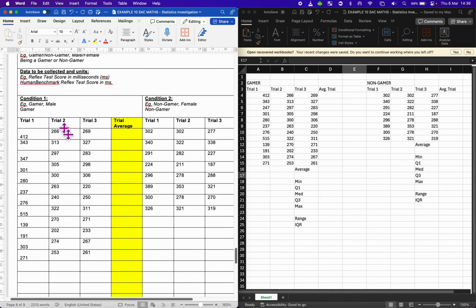You want as many as possible, but you don't have time in year 10. You're not good enough yet, okay? So I'm just saying a minimum of 3 is fine. If the data collection sheet I've provided has 3, just do 3, okay? So that you can find the average.